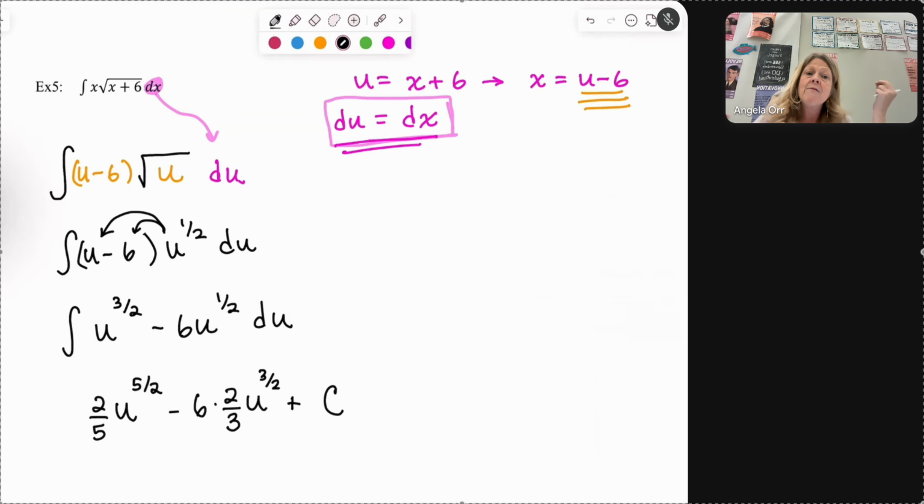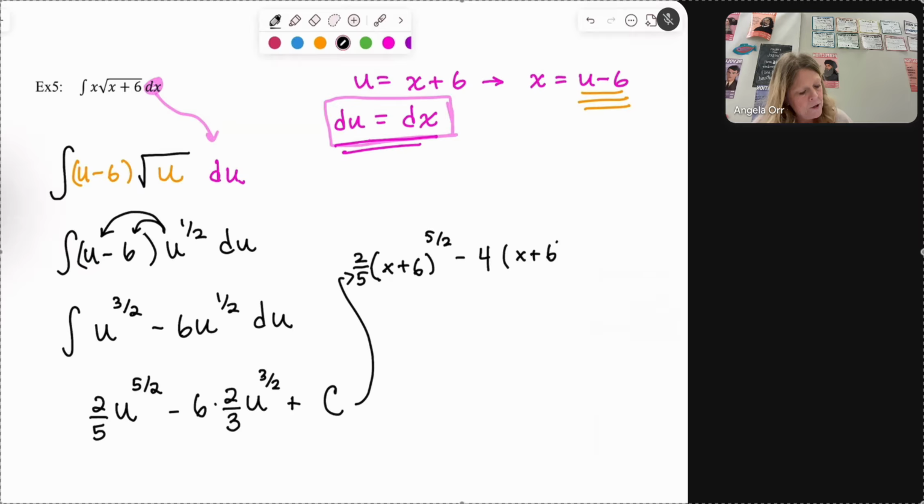Now, my final step is I don't want my answer in terms of u, I'd like my answer in terms of x. So I'm going to back substitute. What I have is 2/5 times x plus 6 to the 5/2, minus 4 if I simplified that, times x plus 6 to the 3/2, plus c. And that would be our final result.